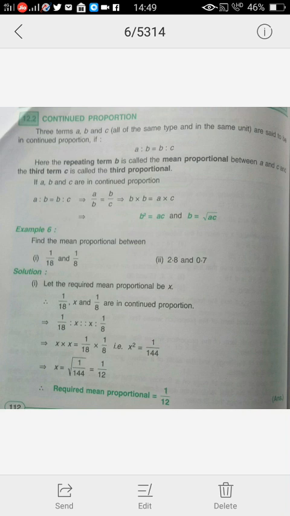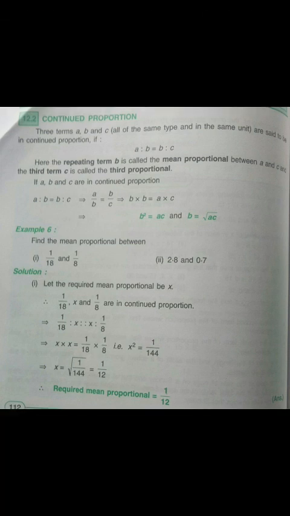That means b into b means b square, a into c means ac, and we can find the value of b. So b is equal to root ac. So on the basis of this, we can find the mean proportional.